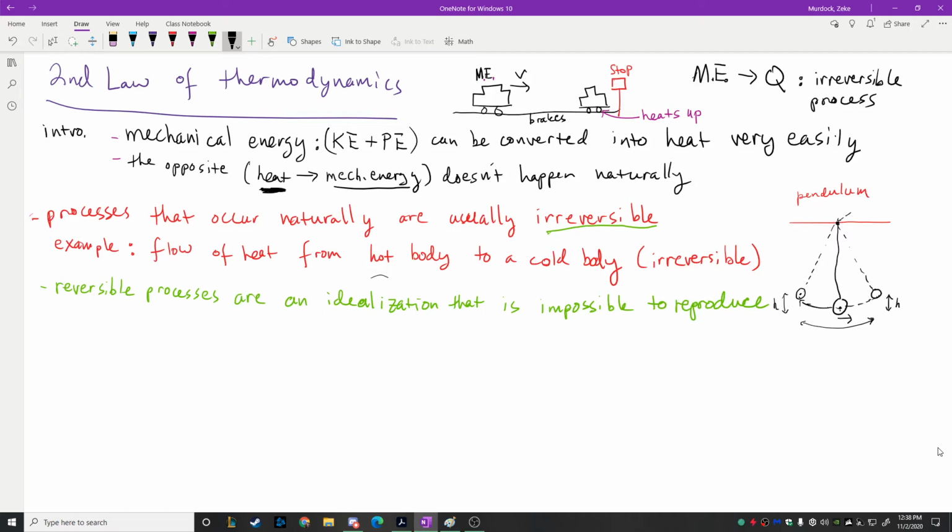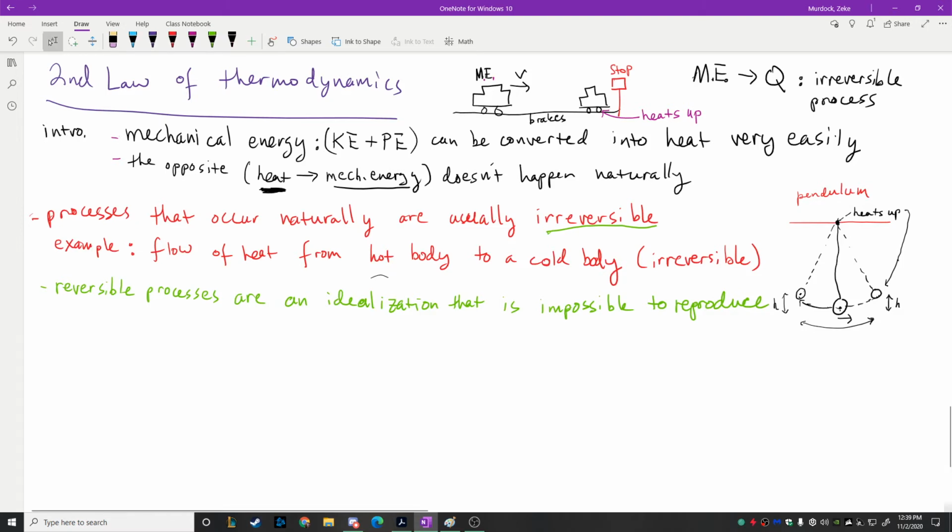Because at the end of the day, the pivot is going to heat up, right? And if this was a reversible process, we could take that heat, and then as maybe this BMW they're describing does, we could use that heat to lift the pendulum back up, right? But that doesn't happen. It's never going to happen, right? To take the heat at this pendulum right here and to use it to cause this pendulum to get more energy, it's just not going to happen, right? Okay.